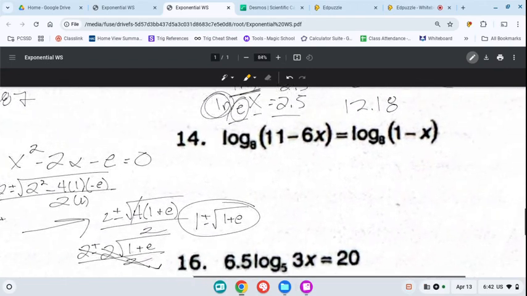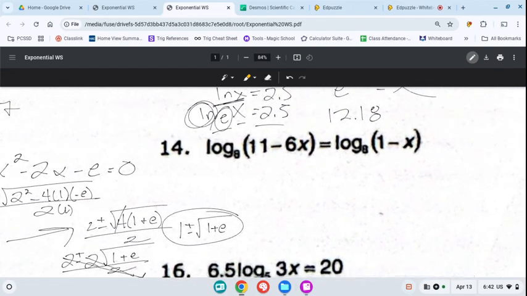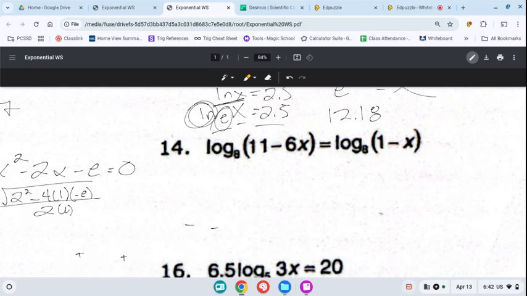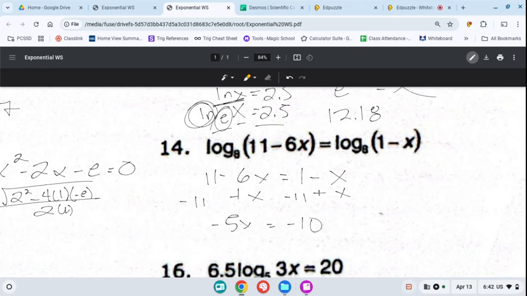All right, over here. I'm going to go ahead and erase that so we have room. Here we have two bases that equal each other. So we end up with 11 minus 6x equals 1 minus x. Add x, subtract 11, subtract 11. So now I have negative 5x equals negative 10, divide by negative 5, divide by negative 5. I have that x equals 2.